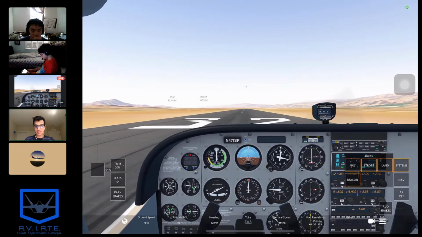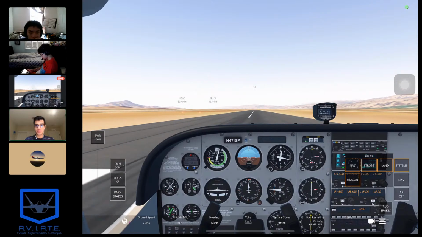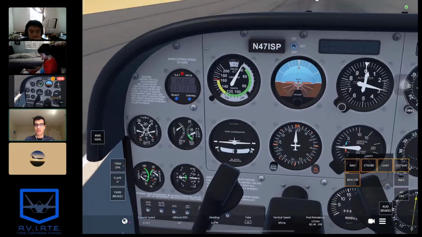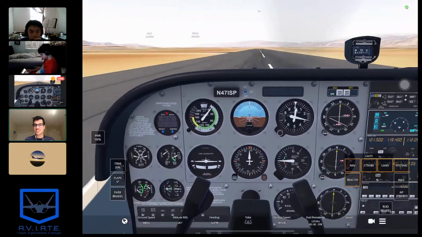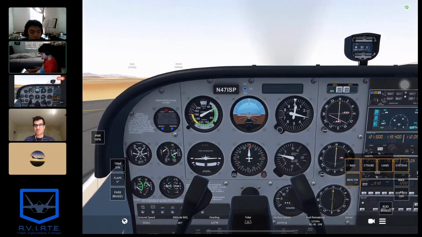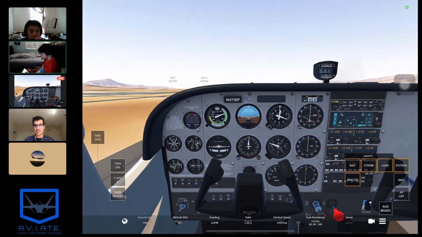Yep, use the rudder to line up. In goes the throttle, and then he will check his engine instruments. Make sure his RPM is climbing. Make sure the airspeed is climbing. Here comes 55. We pitch up. Right, 55 knots. It is rotate. And we shoot.